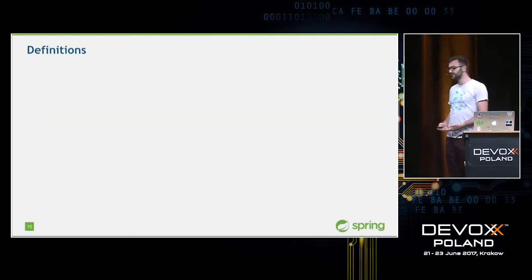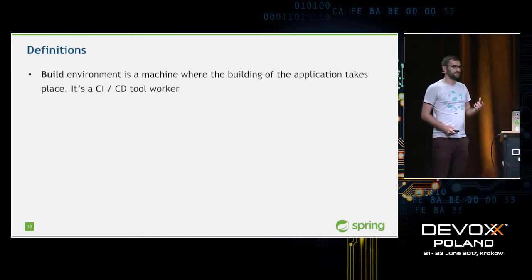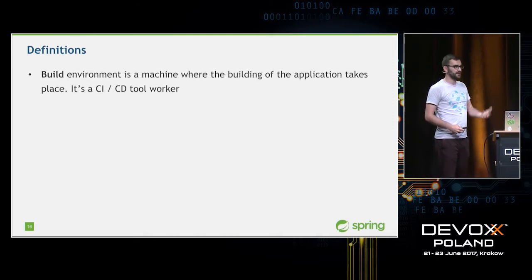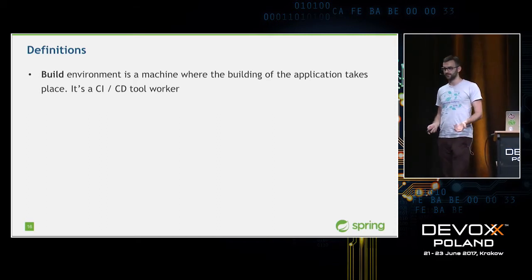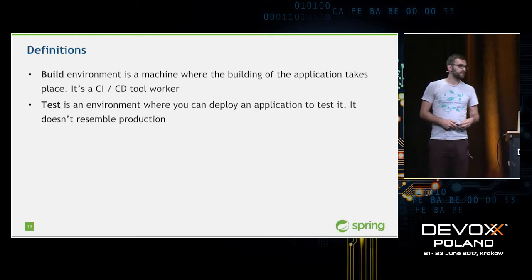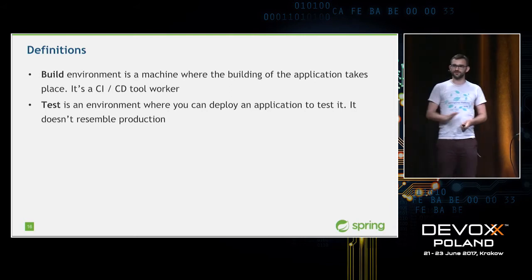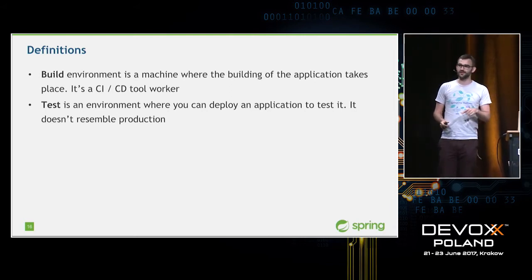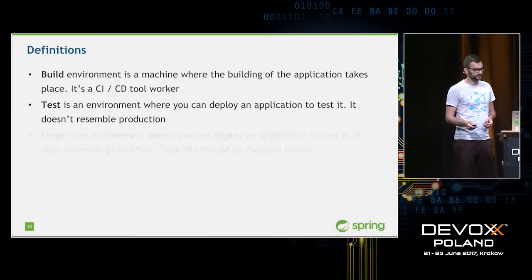So before we go any further, we have to define some common terms, so we're on the same page. For me, build environment is an environment where building of the app takes place. Typically, it's a CI/CD tool worker. Test is an environment where we deploy the app and we test it, but the environment does not resemble production in any way. Actually, in this environment, we talk only to stubs. No real interactions take place.